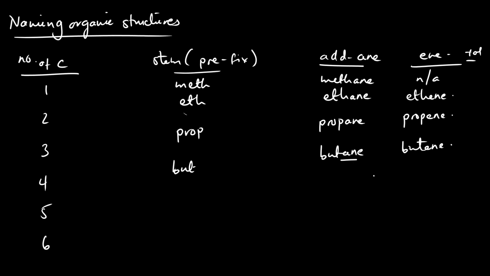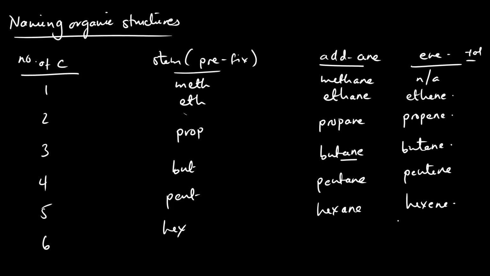Question number 5: 5 carbons would make pent, like a pentagon. And then you get pentane, and you get pentene. And 6 would be hex, so hexane and hexene. Next slide we'll deal with drawing organic structures.